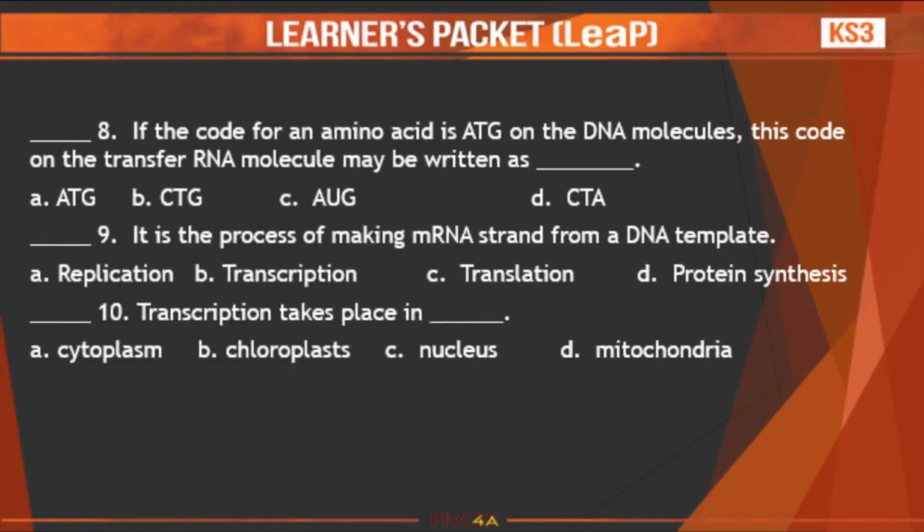Number 8, if the code for an amino acid is ATG on the DNA molecule, this code on the transfer RNA molecule may be written as A, ATG, B, CTG, C, AUG, D, CTA. Number 9, it is the process of making mRNA or messenger RNA strand from a DNA template. A, replication, B, transcription, C, translation, D, protein synthesis. Number 10, transcription takes place in blank. A, cytoplasm, B, chloroplast, C, nucleus, D, mitochondria.